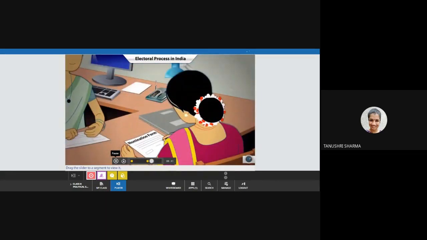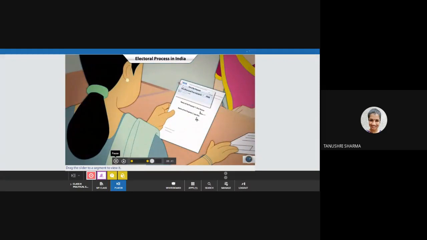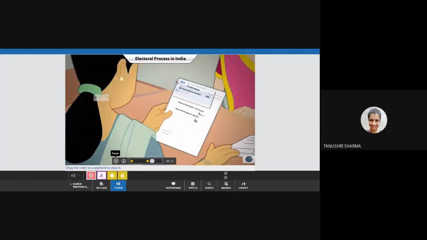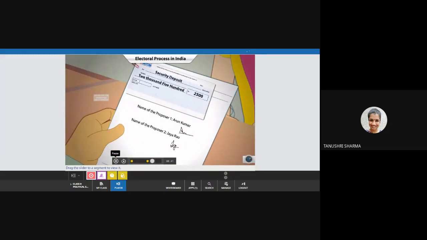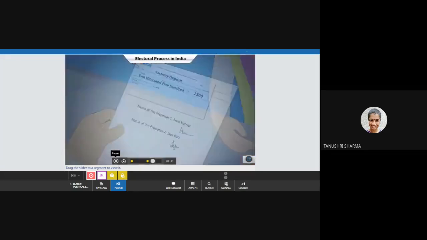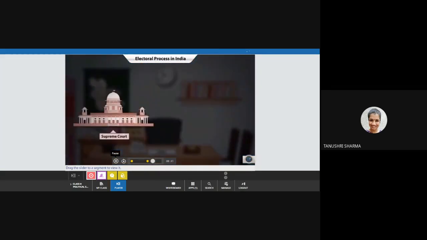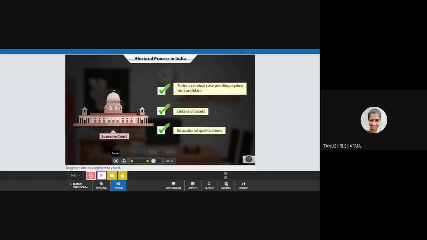Once her candidature was confirmed, she had to file her nomination papers. Along with the nomination form, Shanta had to pay Rs 2,500 as a security deposit and get her nomination papers proposed and seconded. As per the rules of the Supreme Court, Shanta also had to submit a legal declaration providing information such as serious criminal cases pending against her name, details of her assets, and her educational qualifications.